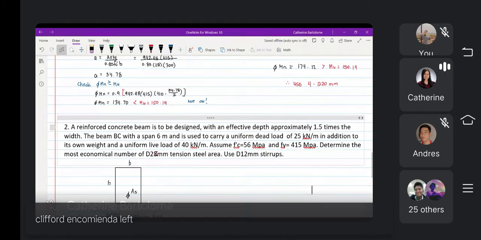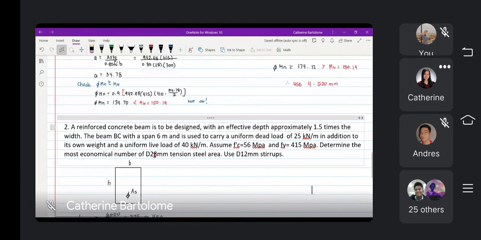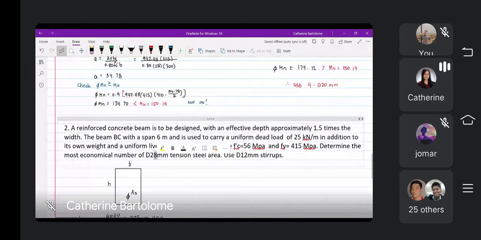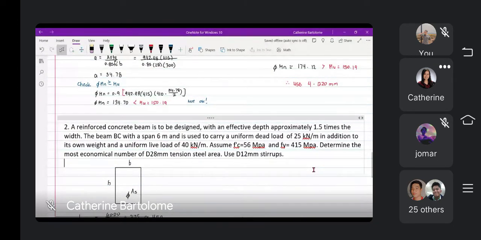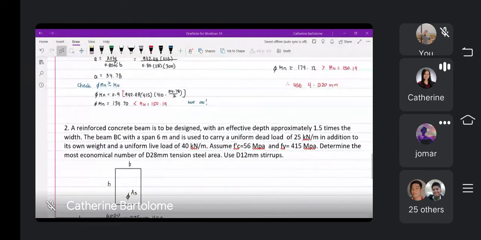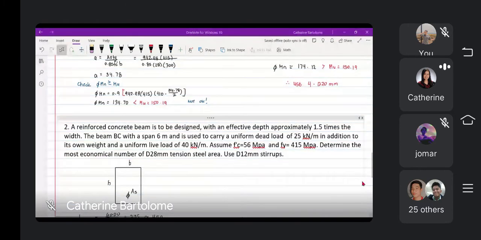D28 ba kayo? D25? D25 yata, no? 28, ma'am. Ma'am, 28 po. 28 ba? Sino D25? Ano yung stirrups nyo? 10 or 12? 12, ma'am. 12. Yes, nag-raise ka ng hand, Mr. Tibangit. Napindot lang, sorry. Napindot. Okay. So, tama to, 28 and 12.